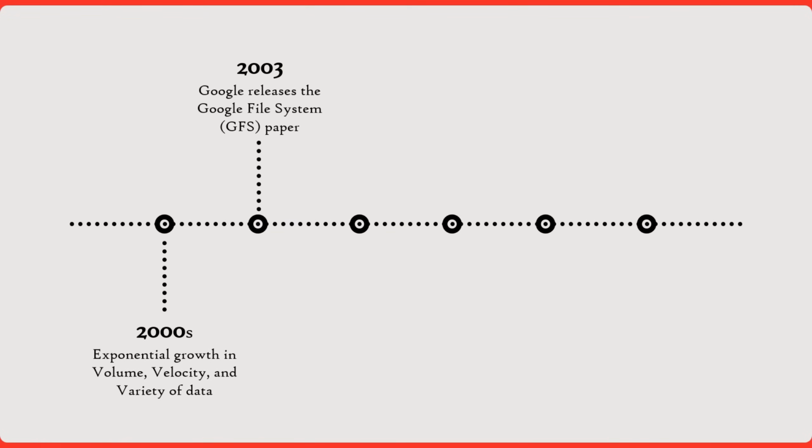It all began when traditional data warehouses and database systems started facing challenges due to the exponential growth in the volume, velocity, and variety of data that companies needed to manage. These three characteristics are popularly known as the 3 V's of big data. In the early 2000s, Google released a couple of influential research papers on distributed computing, one on the Google File System, GFS, and another on MapReduce for distributed data processing.